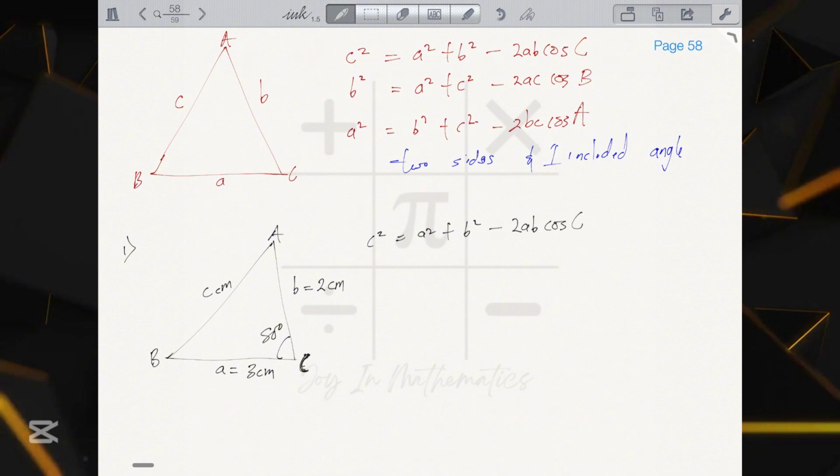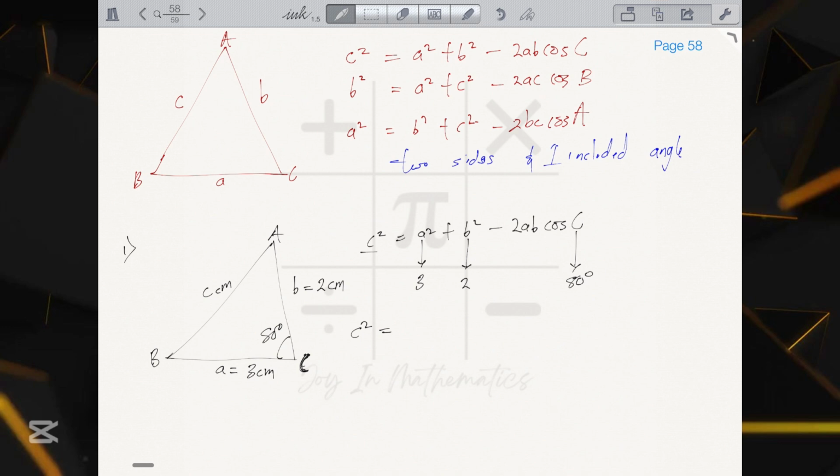So if we implement this now, we can simplify the value of c, because we have a to be equal to 3 as we have in the question. Likewise, we have b to be equal to 2 given in the question, and the angle C to be equal to 80 degrees, which is seen in the diagram. So let's find the value of C.